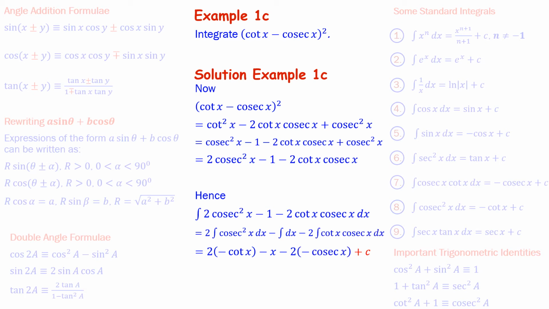And of course we need to add on the constant of integration at the end, as shown here. And so tidying up, we have minus 2 cot x minus x plus 2 cosec x plus c. And so we have our integral.